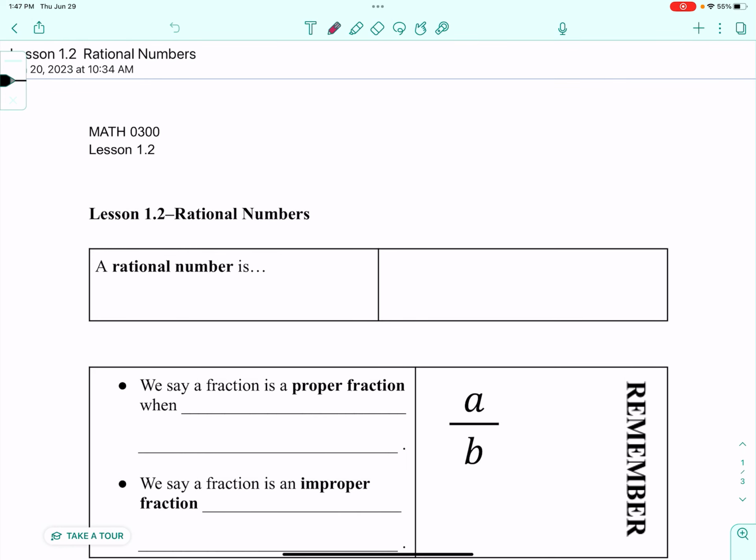Welcome back, math fans. In this video, we will take a look at the rational numbers. That is the first group of real numbers that we are going to focus on.